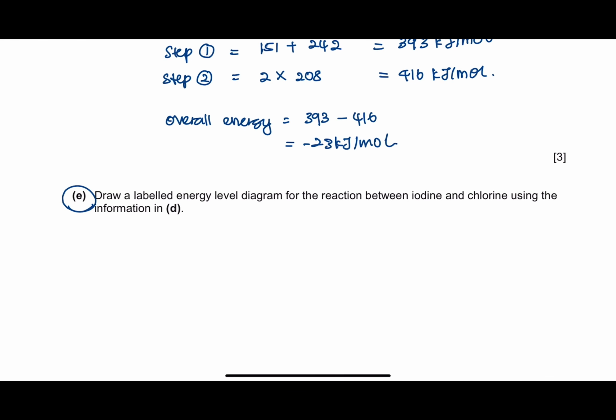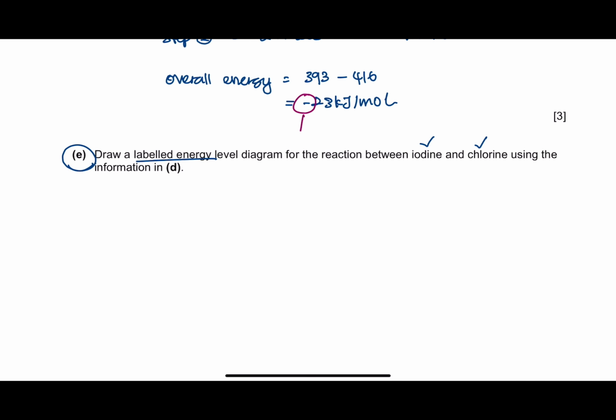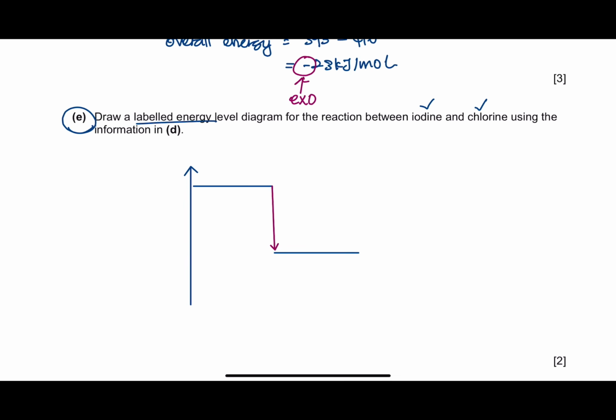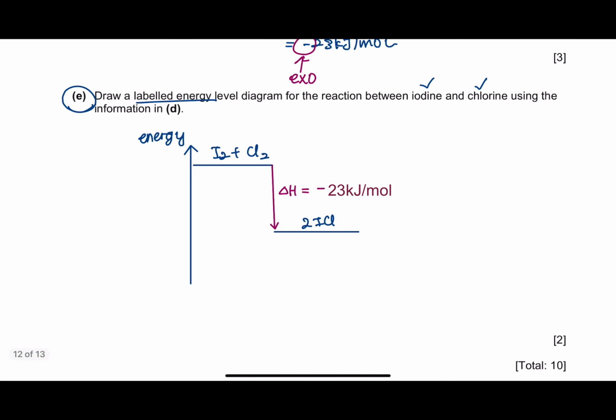Now the reason why I tried this similar question is because part E is asking you to draw a labeled energy level diagram for the reaction between iodine and chlorine using this information. So as you can see here, since this gives you a negative value, it shows you that this reaction is an exothermic reaction. For an exothermic reaction, your energy level diagram would look like this. Your reactant would have a higher energy compared to your product, giving you a negative value for the overall energy. So once you have completed the diagram that looks like this, please do not forget to label the necessary information. For example, this axis would be your energy. So this is how your labeled energy level diagram would look like.